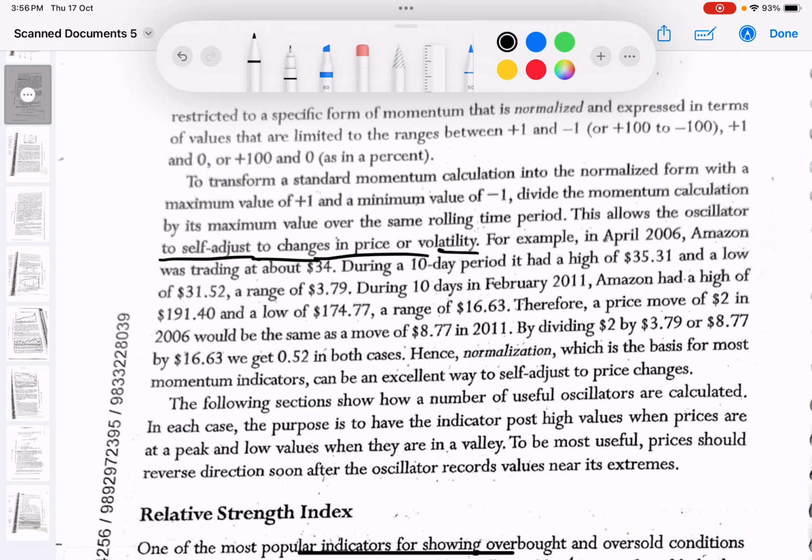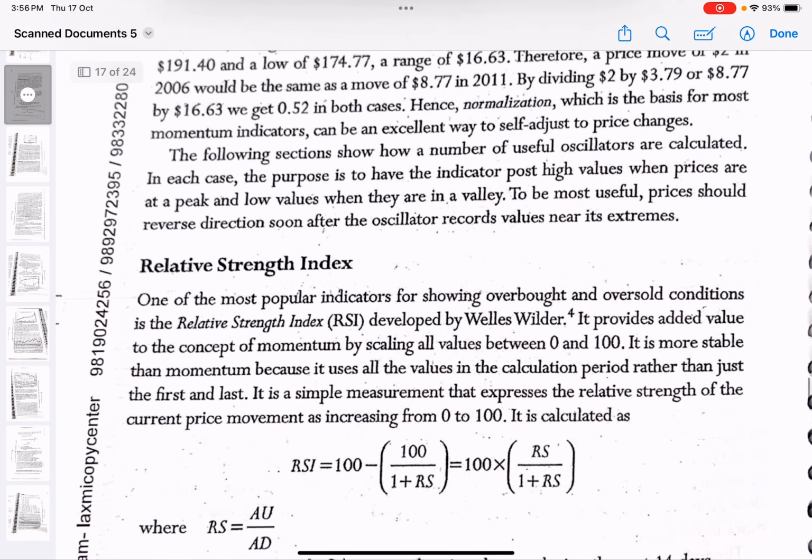Normalization is usually used in oscillators. Keep that in mind. And why do we use normalization? We use normalization because it's going to give you a value which adjusts for the price as well as volatility, and which will give you a better signal. The following sections show how a number of useful oscillators are calculated.